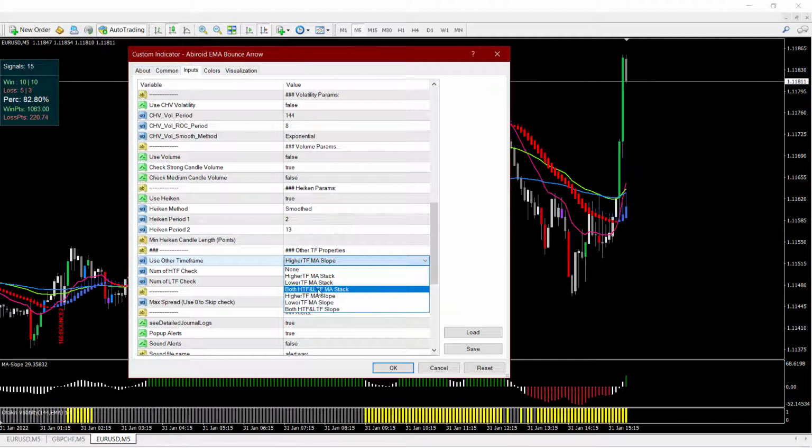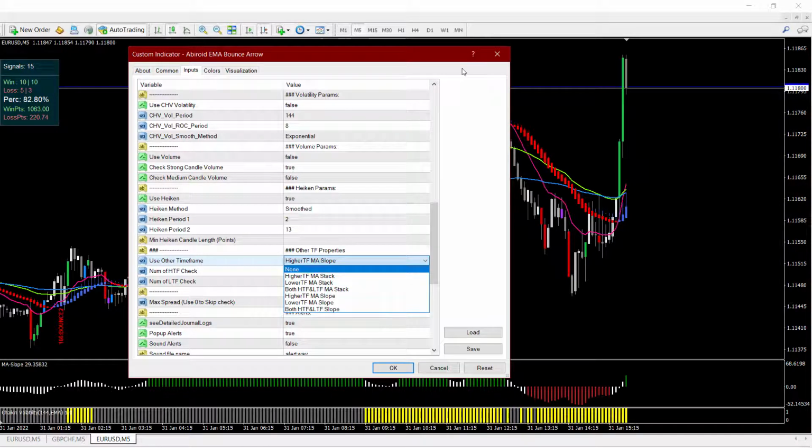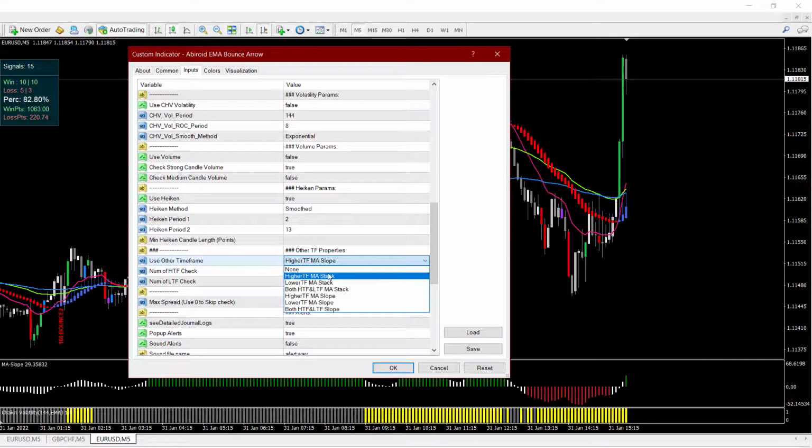If I have both HTF and LTF MA stack, then it will check for both higher time frame as well as lower time frames also being stacked, like moving averages. So this is basically to align the current time frame trend with higher time frame trends. This will give you fewer signals, but suppose if you are not scalping and you are trading longer terms, like if you are on M30 or H1 and you want the current time frame to be aligned with higher time frames like H4, and if you want H1 to be aligned with H4 D1, in that case you can use this particular MA stack.